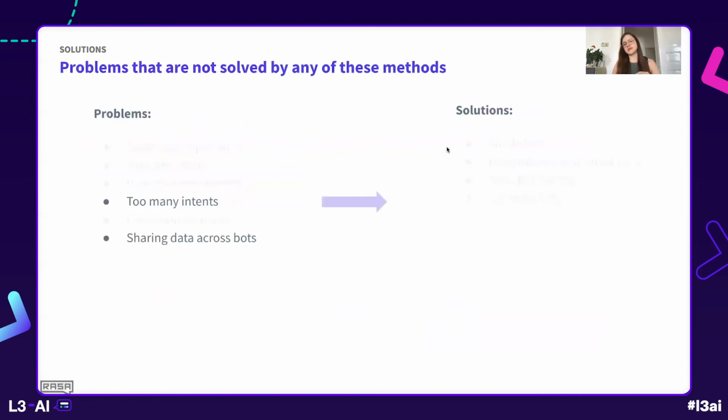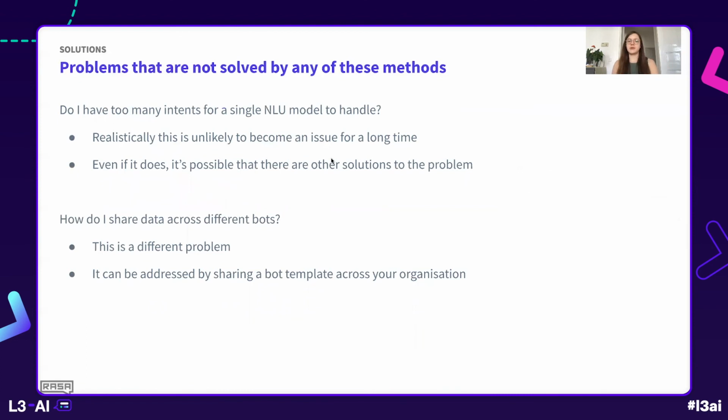All right, and now I've talked about most of these problems, but there's two that I haven't actually addressed. So there's the problem of too many intents and sharing data across bots. And the reason I haven't addressed them is that while these problems are associated with meta bots or multiple bots, I actually don't think that any of the solutions that I've described are a solution to those problems. So the problem of having too many intents for a single NLU model to handle. Realistically, from my experience with building bots myself and talking to companies, large companies as well, it's unlikely that this is going to become an issue for a long time. You really have to add a lot of new user goals, lots of intents, for this to actually become a problem. And even when it does become a problem, it's possible that there's other solutions to the problem. In fact, it's extremely likely that there's other solutions.